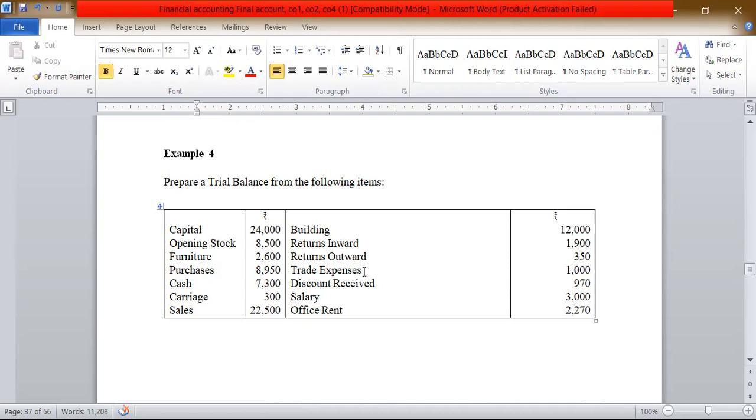Trade expenses, debit side. Discount received, we have to show in the credit side of the trial balance because it is an income. Salary is an expenditure to the company, we have to show in the debit side. Office rent, it is an expenditure, we have to show in the debit side.